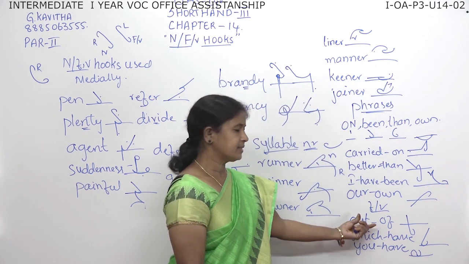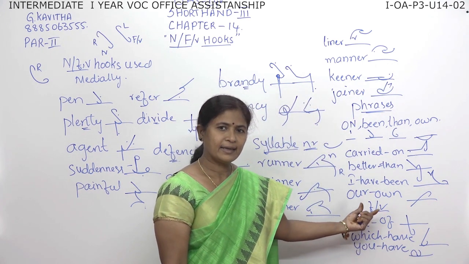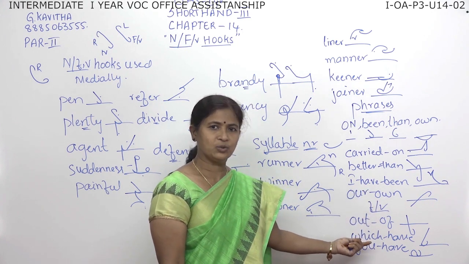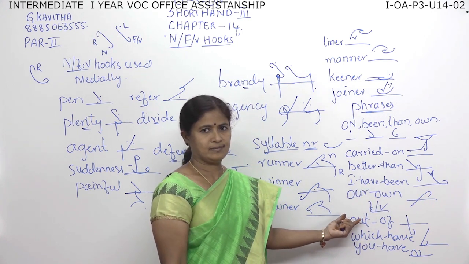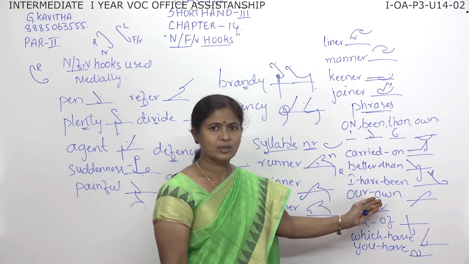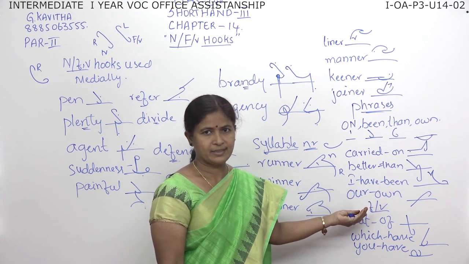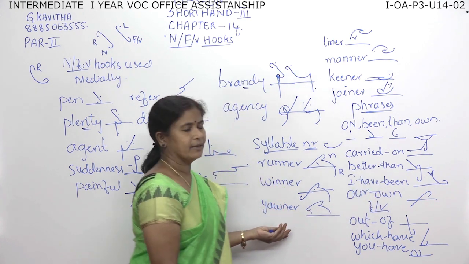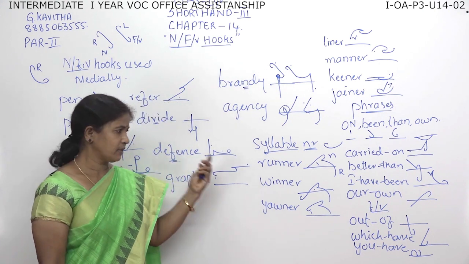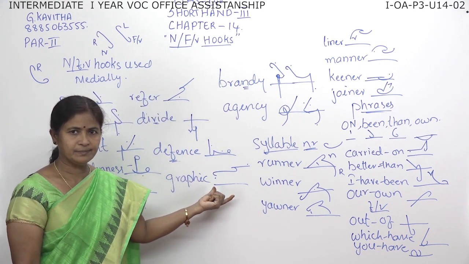Okay. So these are the cases where N and F or V hooks are used in phrases. Very easy if you practice these kinds of phrases when writing for speed. Now we have some grammalogues. Now shall we go on with the rules of this chapter? Okay.